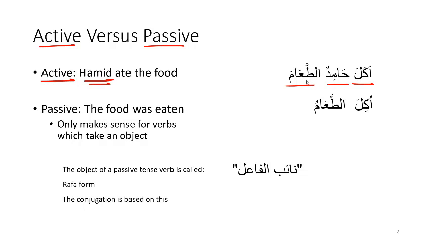We have the subject or the doer in this sentence. So Hamid is the subject or the doer. Even if he said Akala at-ta'ama, he ate the food, there also we would have the subject, but the subject would be embedded. In both these cases, we can say that the verb is active because there is a subject, either explicit or implicit. Passive tense is where the subject is removed altogether.